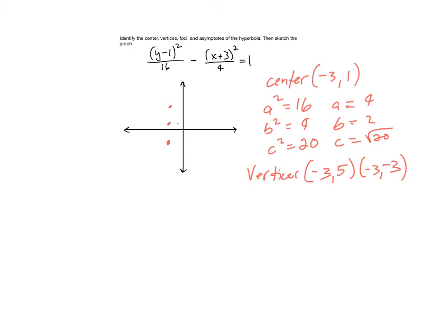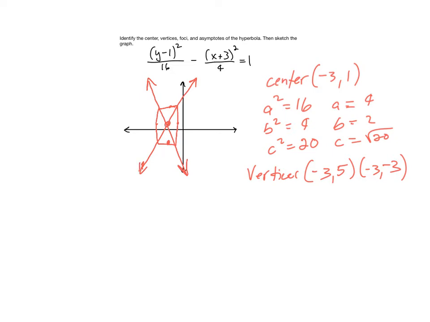So we're going to go this way, 2 to the right, 2 to the left. And with that, we can draw our box, which is going to help us draw the asymptotes. Okay, so here and here are asymptotes. The ruler works so much better to draw straight lines. Okay, so what do we know? We're going through this point.